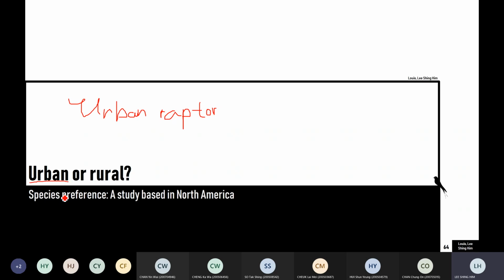This is city, okay? And then rural area could be the countryside. It can be pristine nature, or it can be the surrounding countryside around urban area. So some raptors like urban, some raptors like rural. And then people want to find out where they prefer.